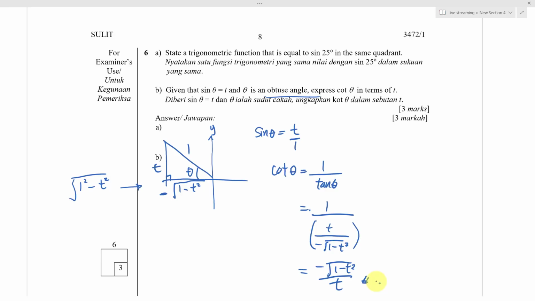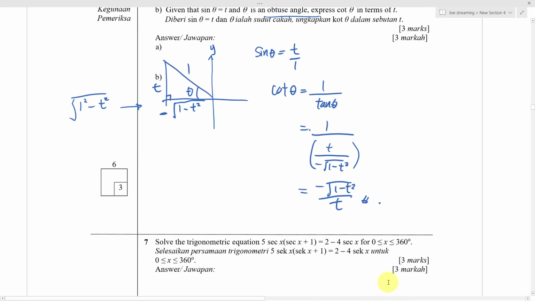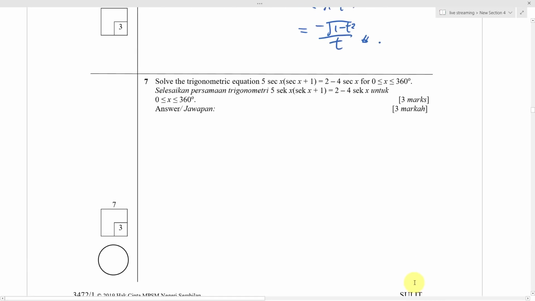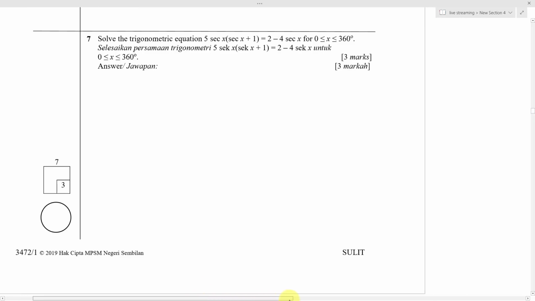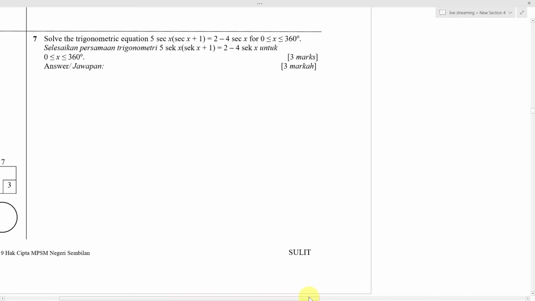Alright, so yeah, I hope you get it. This one is not really hard. Yeah, definitely it's not the whole paper. It's hard, I guess. If not, the Negeri Sembilan students will go crazy. But this paper is considered to have quite a lot of hard questions compared to other states. I mean, the ratio of KBAT questions is higher. Alright, okay, let's move on to this one.